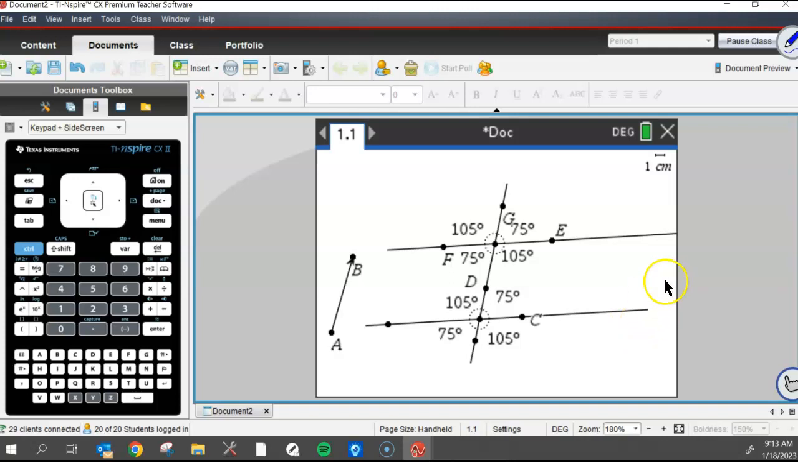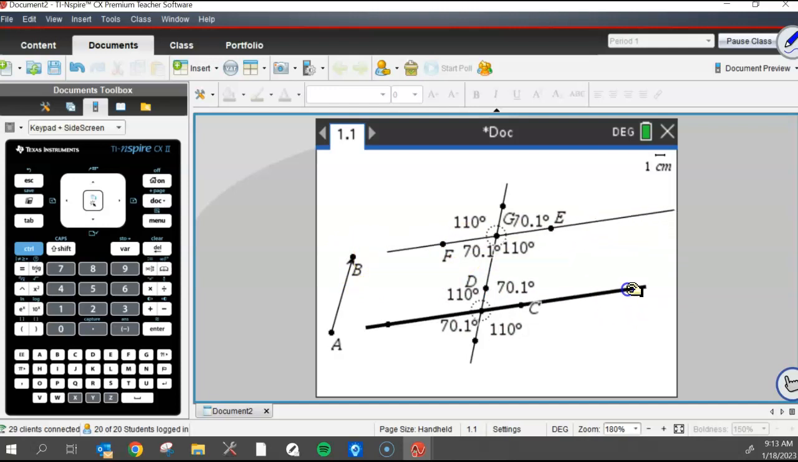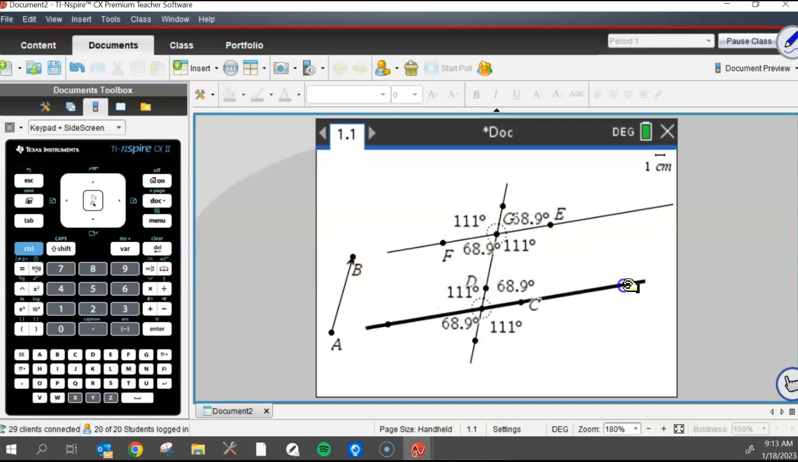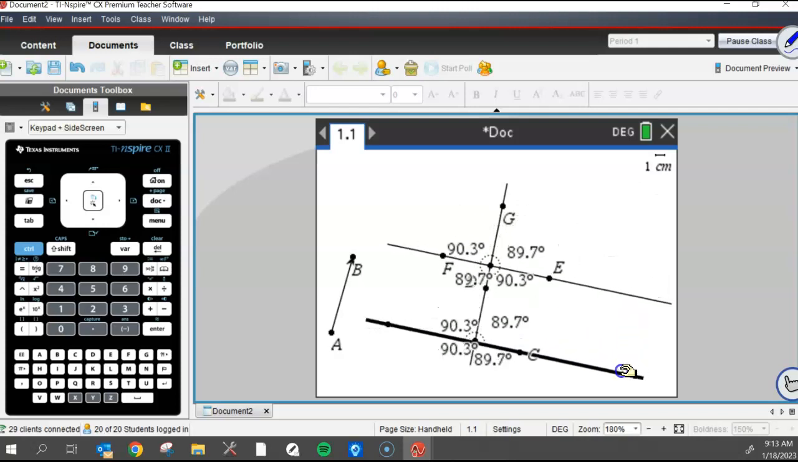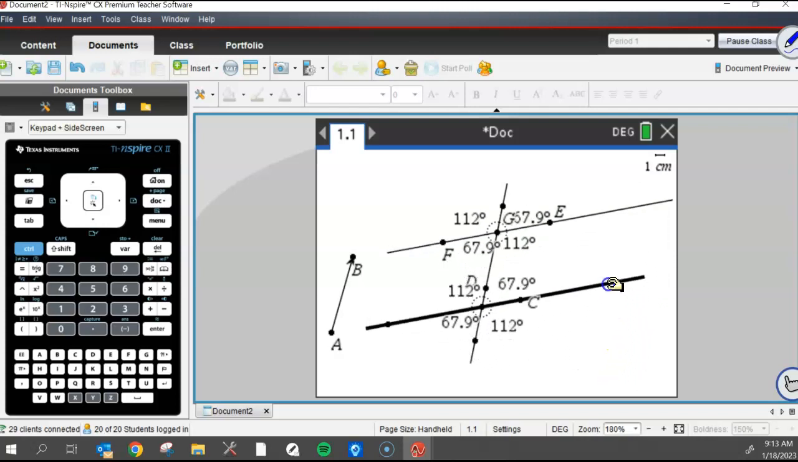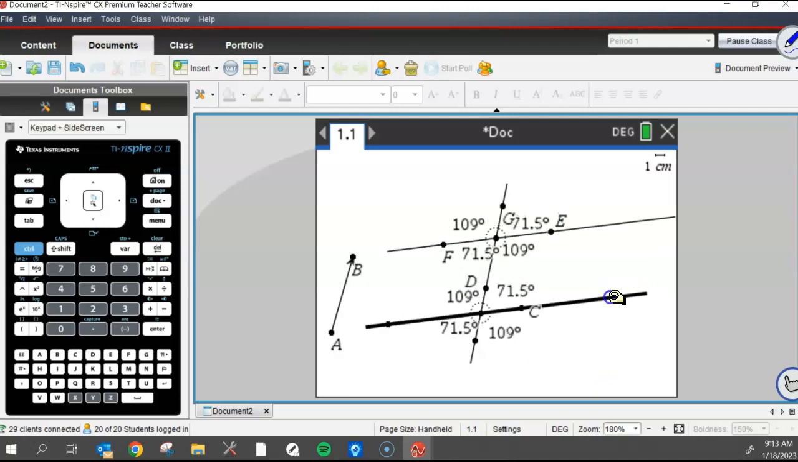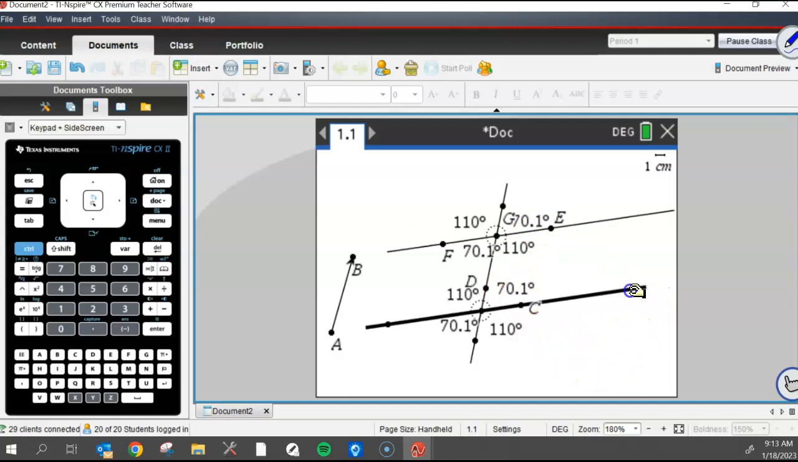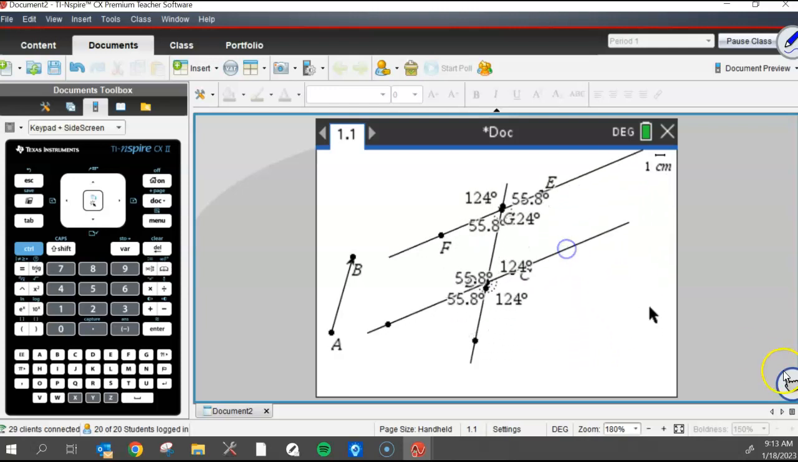Let's have some fun. What happens if I change this original line? What do you notice is happening to all of those angles? All of those angles are remeasuring and changing at the same time. This is 109 now, this is 109. This is 71.5, this is 71.5. So again, we're seeing some of that weirdness because of the float. But I want to point out all of those interesting relationships we have because of those parallel lines.